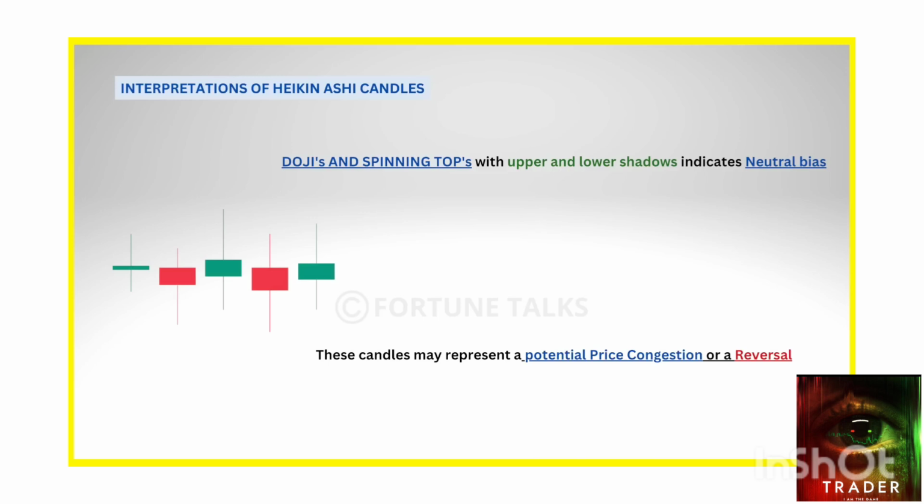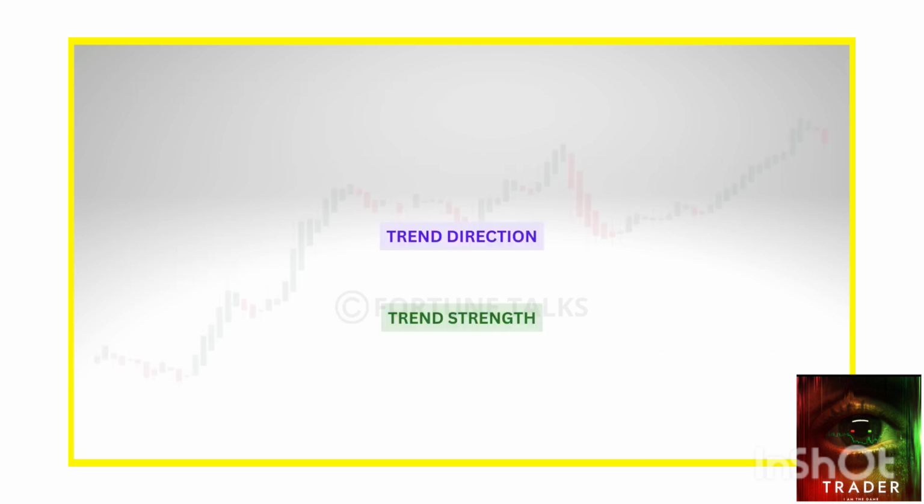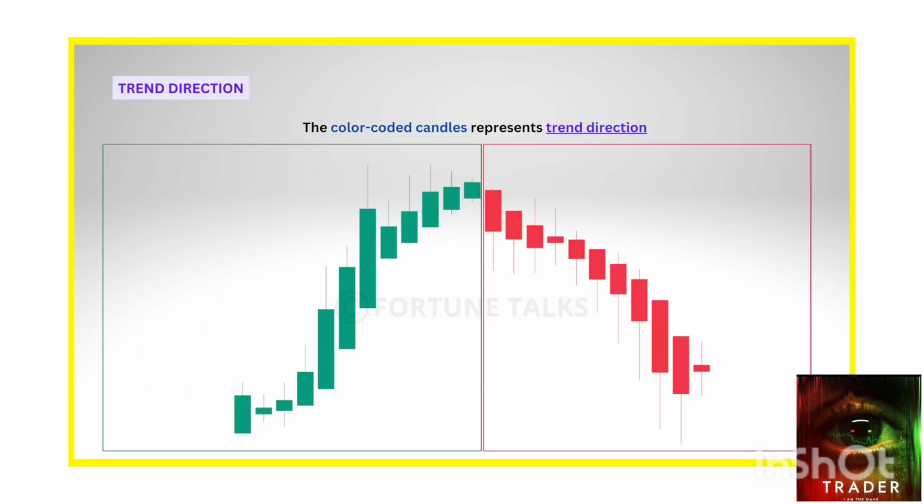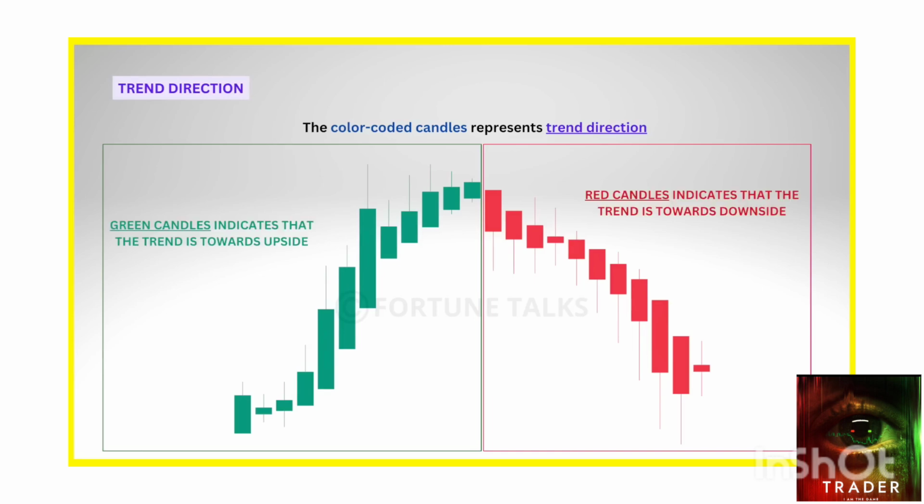Now except for dojis or spinning tops, all the other Heikin-Ashi candles have a very straightforward interpretation. This takes an enormous burden off a trader as you don't have to memorize a lot of candlestick patterns. So with this information on Heikin-Ashi candles, we can figure out two things: the trend direction and the trend strength. Now using Heikin-Ashi to identify trend direction is quite easy. As mentioned earlier, the Heikin-Ashi chart shows you the direction of a trend through its color-coded candles. So a green candle is telling you that the trend is up and a red candle is telling you that the trend is down.